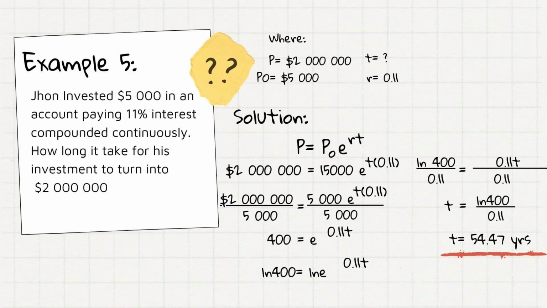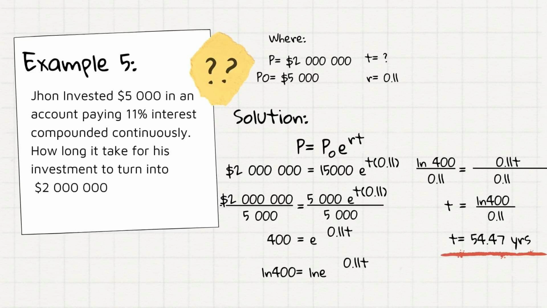So first, let's understand the problem and determine the given. So John invests $5,000. This is the present amount, which is the value of P sub O. Next is 11% interest. This is the value of R, or 0.11. Next is compounded continuously. So in this problem, we need to use the PORT method. And how long will it take for his investment to turn into $2 million? So $2 million is the future amount, which is the value of P. While in this problem, we need to find the value of T, which is the time to take.